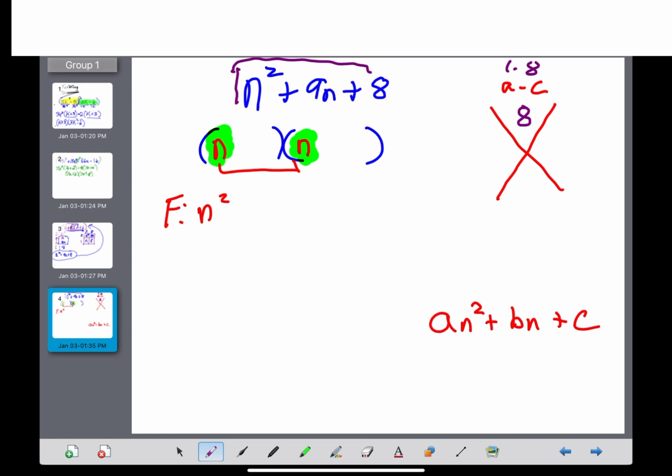What goes on the bottom of the x is my b value. The b value is the value of the middle term. So in this case, it's 9. I'm going to erase this, make it red.